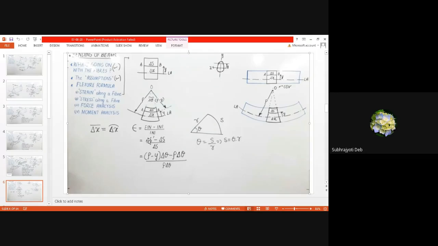That means del s dash, that is after deformation, minus del s, divided by del s. So just put in this value from the formula s is equal to theta r. That means del s dash, this arc length, is equal to rho minus y into del theta, minus rho del theta, final minus initial divided by initial.